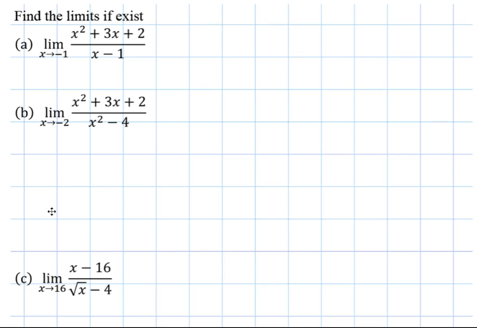Finding the limits if it exists. The first thing when we try to find the limit is just substitute in the number. So here x equal to -1, so we let x equal to -1. Substitute into the top and at the bottom.